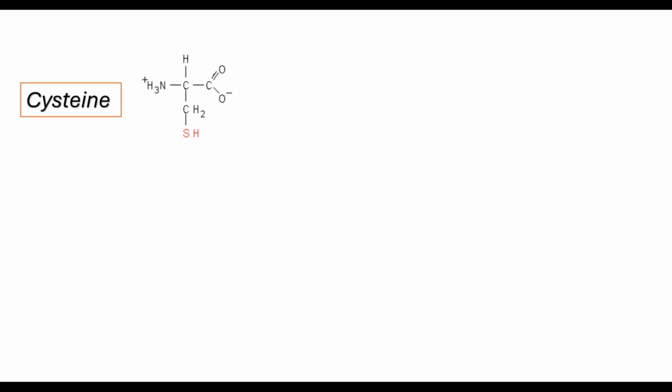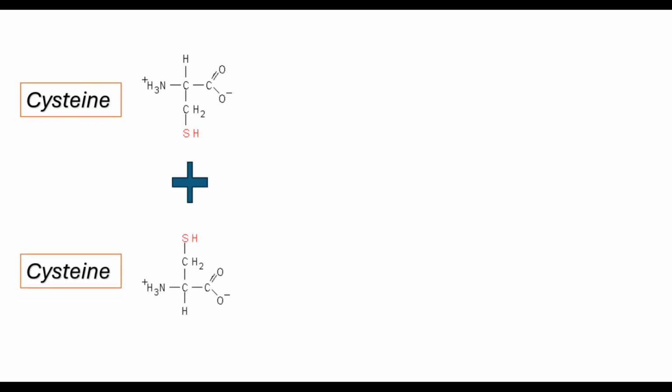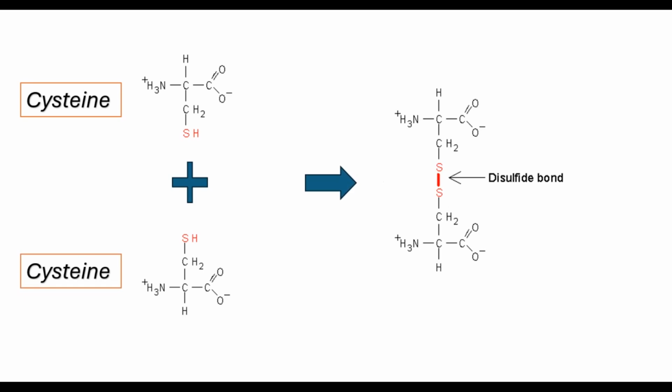One special amino acid is cysteine, which contains a free thiol group. Two cysteine residues can form a covalent bond with each other, creating a disulfide bond.